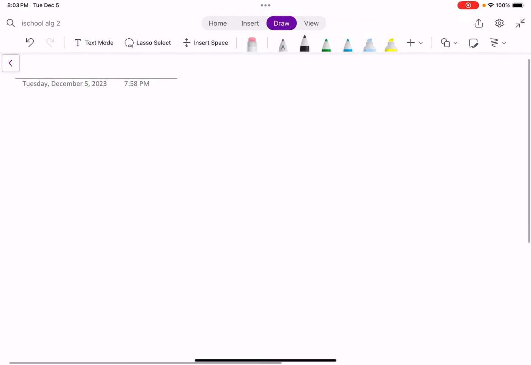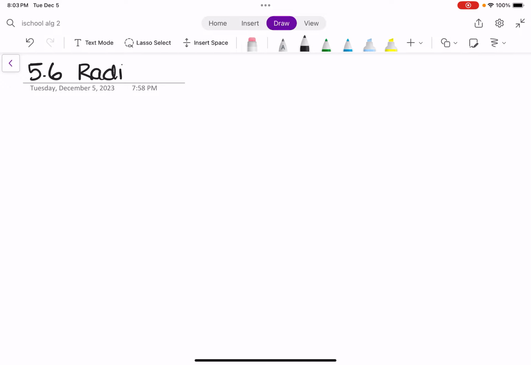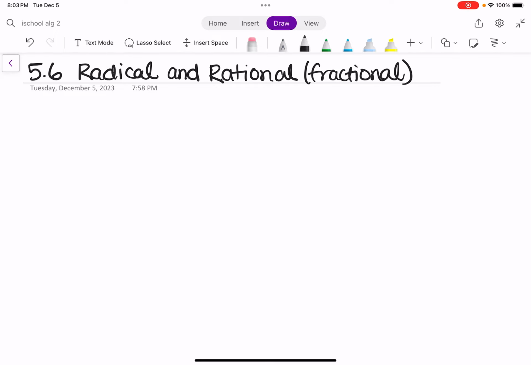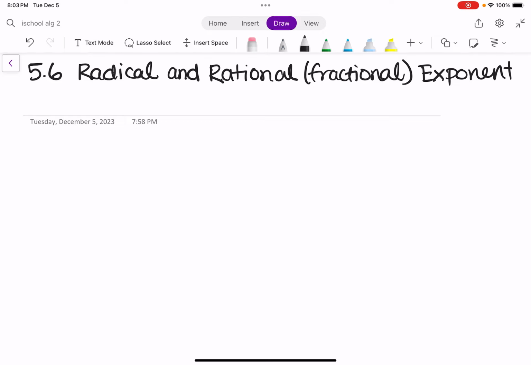Okay, so this is 5.6, radical and rational exponents. Rational is just another word for fractional. So I'll just write that here in case that makes more sense to you. Just FYI, remember radicals are like the square root sign, and rational is just fractional, right? Meaning a fraction as an exponent.